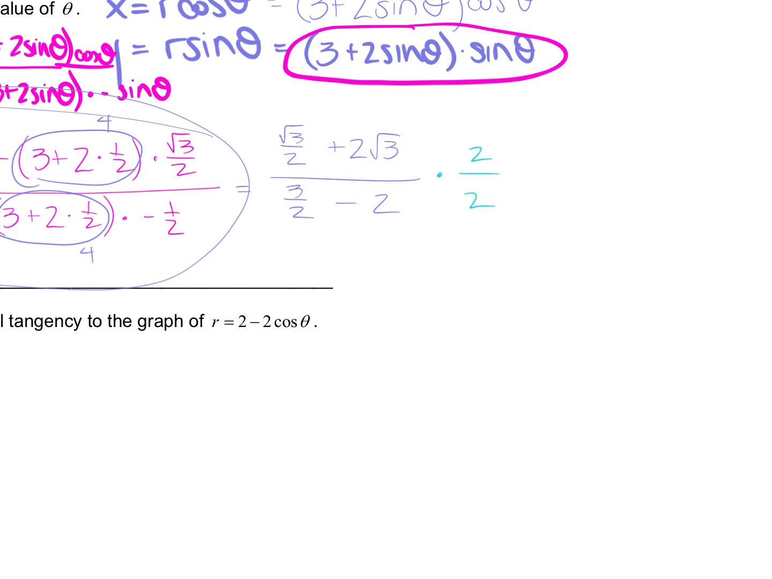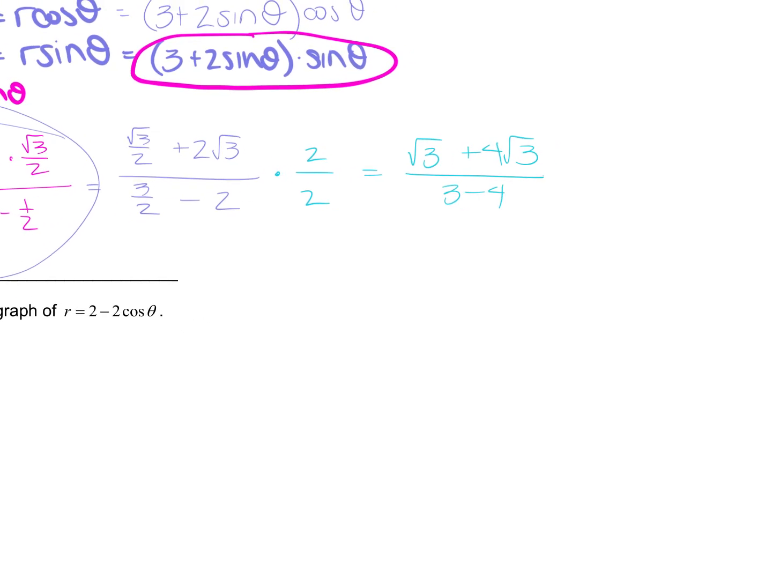I would multiply everything by 2 over 2, which would give me root 3 plus 4 root 3 over 3 minus 4. What's root 3 plus 4 root 3? 5 root 3, and if you divide by negative 1, my whole answer is negative 5 root 3. You would have to do that if you were going to use the answer somewhere else or you were looking for a fully simplified version in a multiple choice. Okay? Questions?